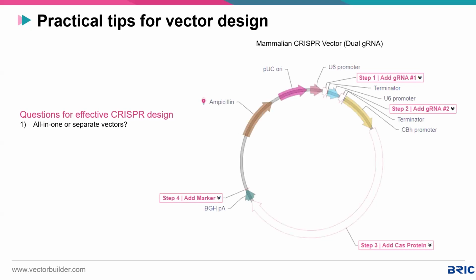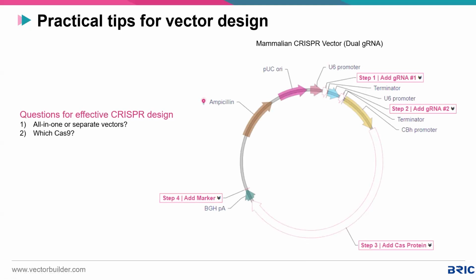What I'm showing here is an example of an all-in-one vector. This is a mammalian CRISPR vector. As you can see, there are two guide RNAs, actually, driven by a U6 promoter, and then there is the Cas9 protein in this exact same vector, the all-in-one vector.